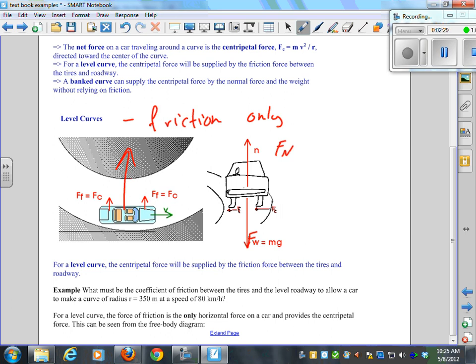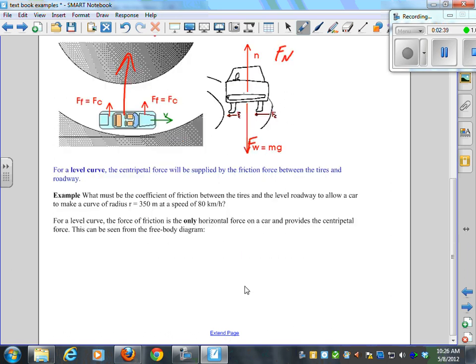So for a level curve, the centripetal force will be supplied by the friction force between the tires and the roadway. Here's an example. What must be the coefficient of friction between the tires and the level roadway to allow a car to make a curve of radius r, 350 meters, at a speed of 80 kilometers an hour? So we're asking for the value of mu.